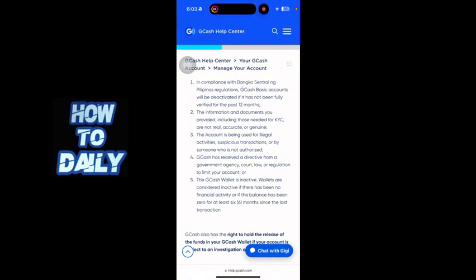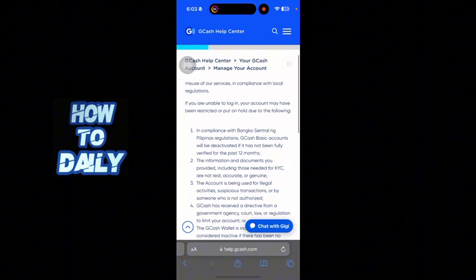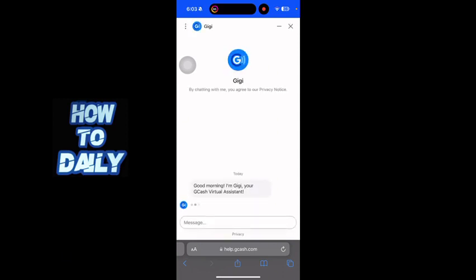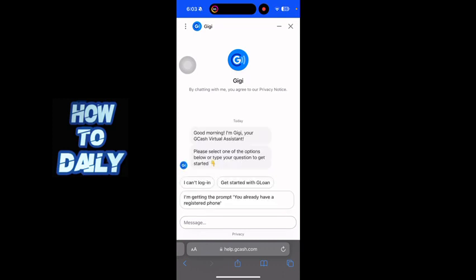So if you think you don't fall in any of these categories, you just have to come to help.gcash.com and click on chat with GigI or GCash support, and tell them your problem and they will fix it within 24 or 48 hours. So yeah guys, you just have to chat with them on this chat box and tell them your problem.